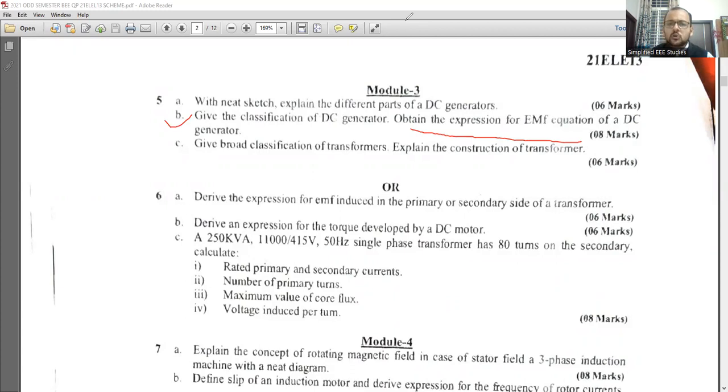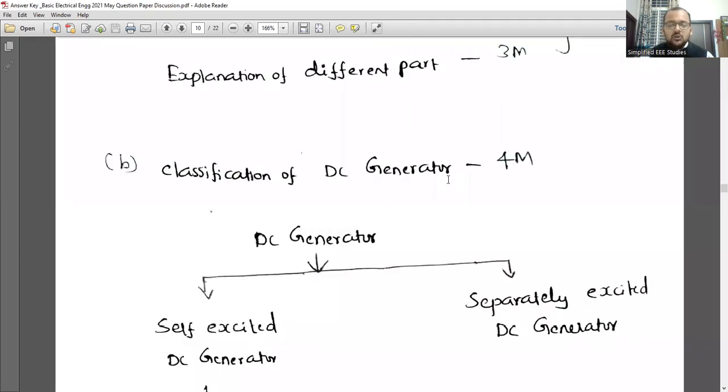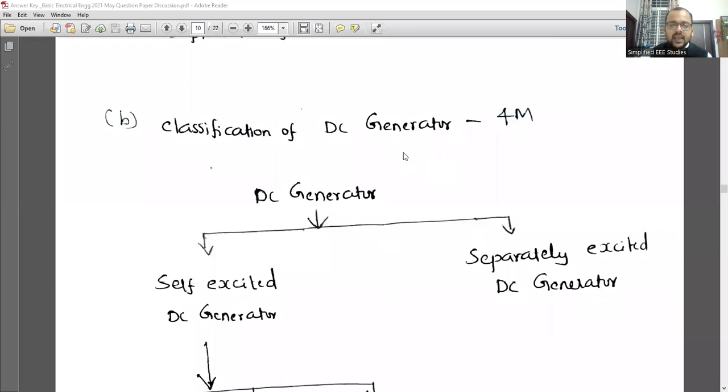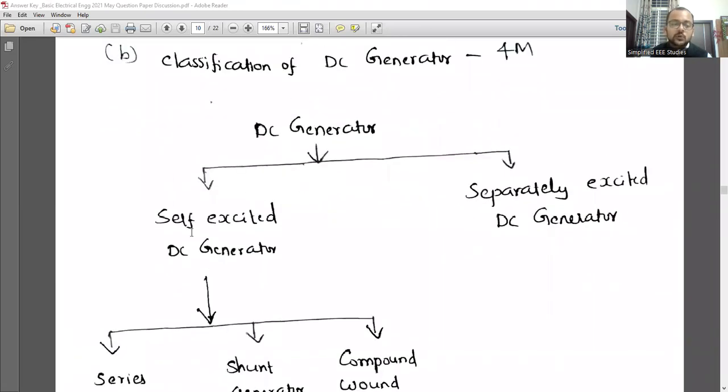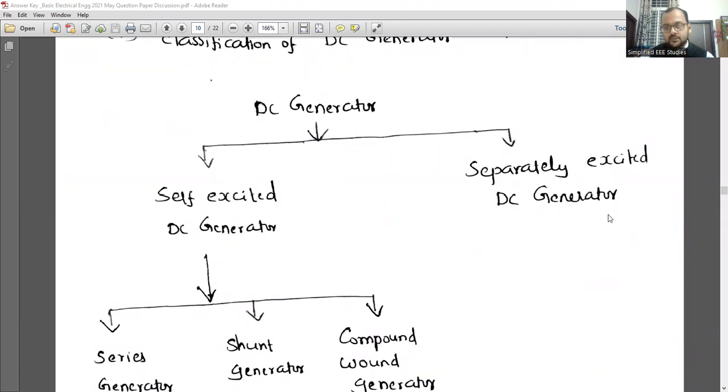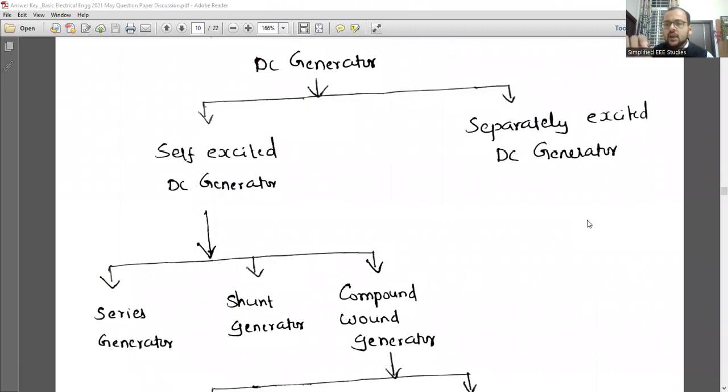So I'll be showing you how to write the answer. All of you can observe the screen. Hope the screen is visible. Classification of generator can be written in terms of a flow chart. DC generator is segmented into self-excited DC generator and separately excited DC generator. Again, no need to go for in-depth explanation because it is only 4 marks. If time allows, write 1 or 2 sentences about the self-excited DC generator and the separately excited DC generator.